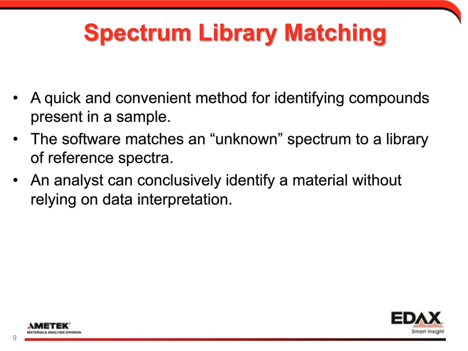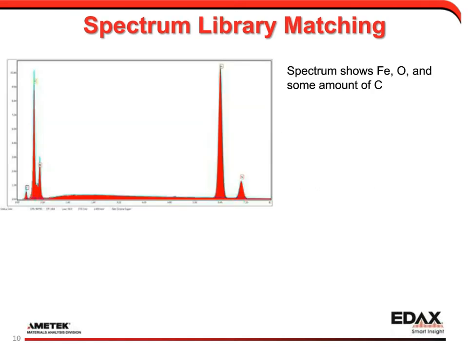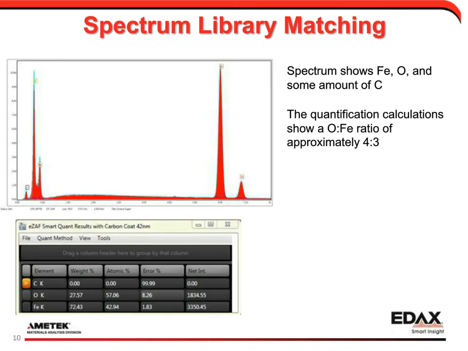So for instance, what do we mean by interpretation? We have this spectrum. Quite simple. We have iron, oxygen, and a bit of carbon in there as well. If we quantify this spectrum, we'll get something like this. We have 57 atomic percent oxygen roughly and 43 atomic percent iron. And that is roughly a 4:3 ratio of oxygen to iron.